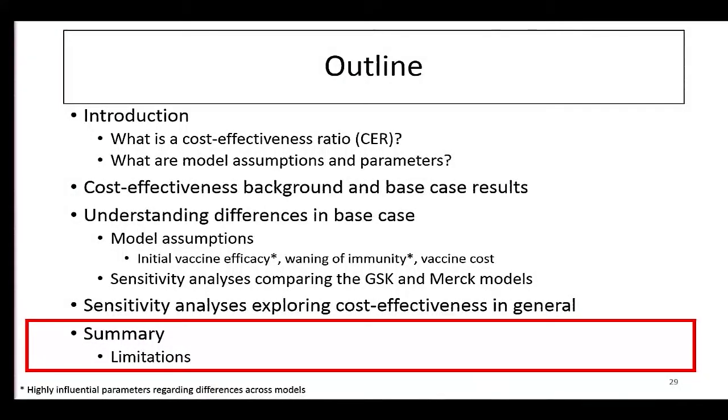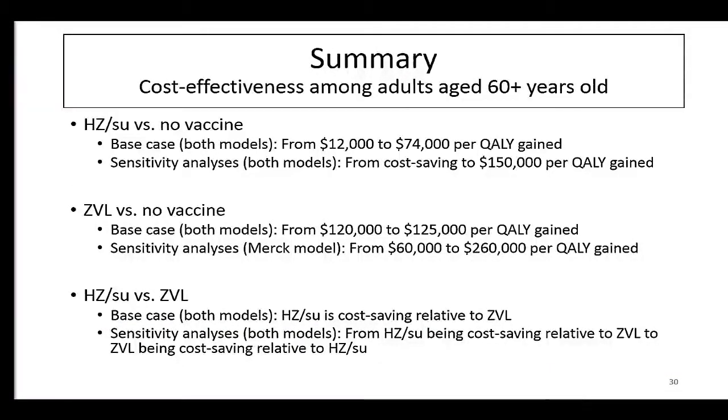Okay, moving on to summary and limitations discussion. In the base case, the cost effectiveness of the subunit vaccine versus no vaccine was between $12,000 and $74,000 per quality adjusted life year. In sensitivity analysis, this range broadened to be from cost saving to $150,000 per quality gained.